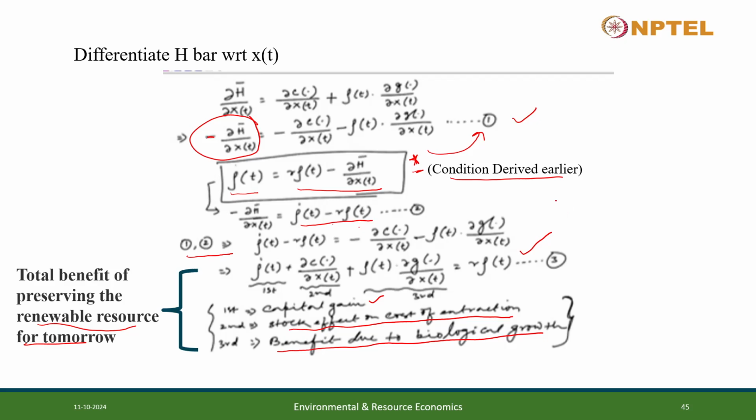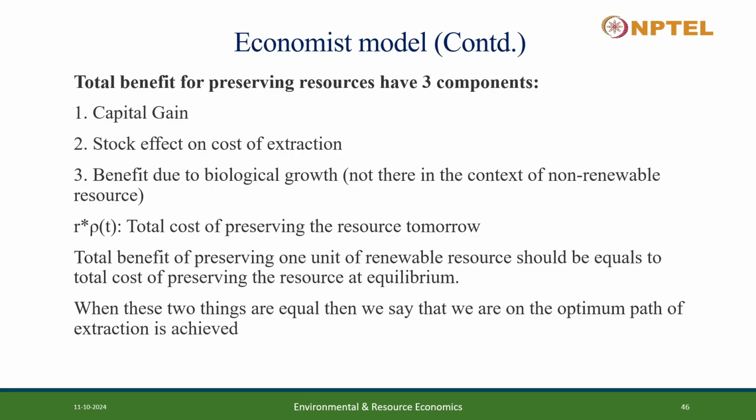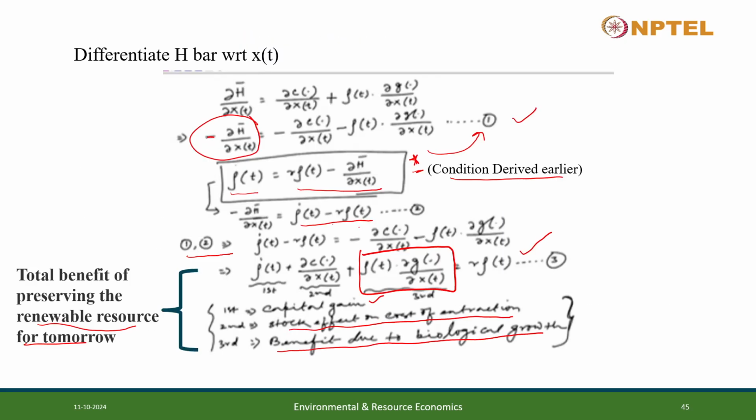In the non-renewable cases, you don't have this third term. Otherwise, it is similar. So the total benefit of preserving resources has three components: capital gain, stock effect on cost of extraction, and benefit due to biological growth, which is not there in the non-renewable context. And r rho t is the total cost of preserving the resource for tomorrow.